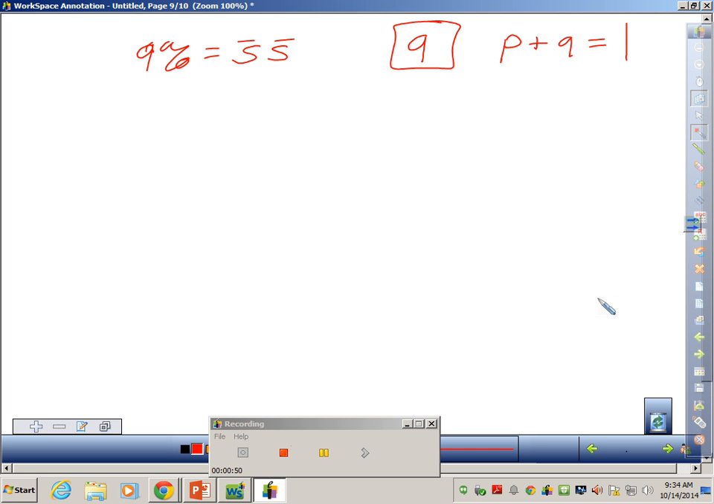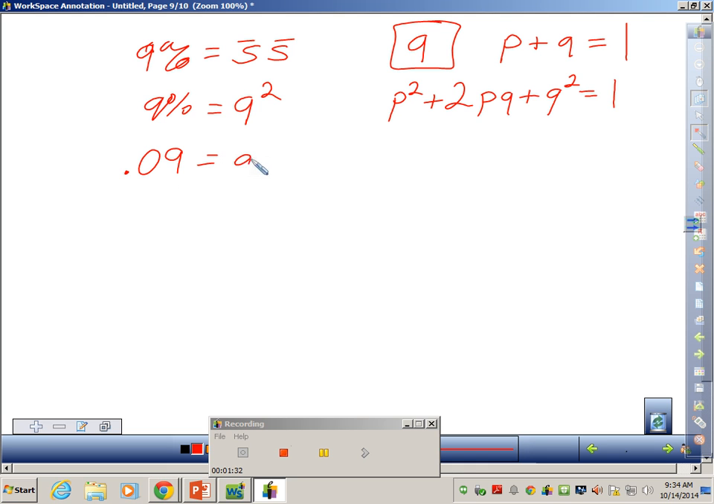Well, we know Q in a way, because we have this other equation that says P squared plus 2PQ plus Q squared equals 1. So what I can do is look at Q because I already have Q squared. And we know that 9% is Q squared. So that means that Q squared equals 9%. And if I write 9% as a decimal, it's 0.09.